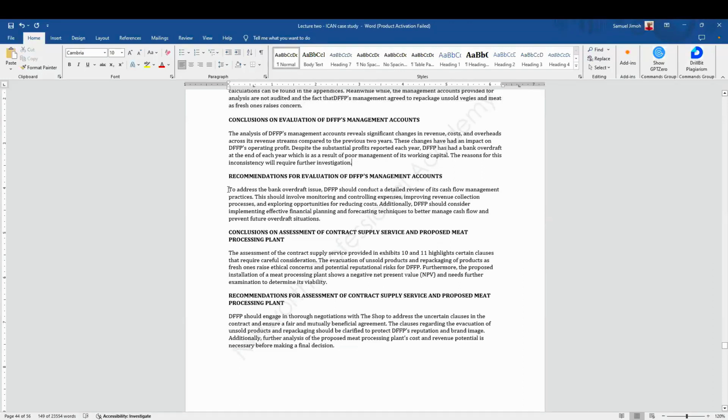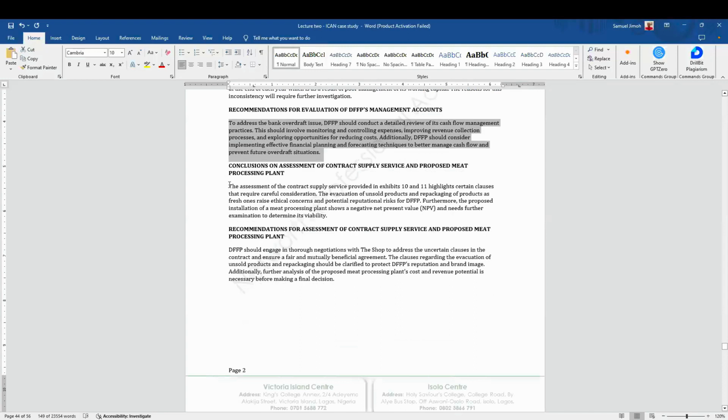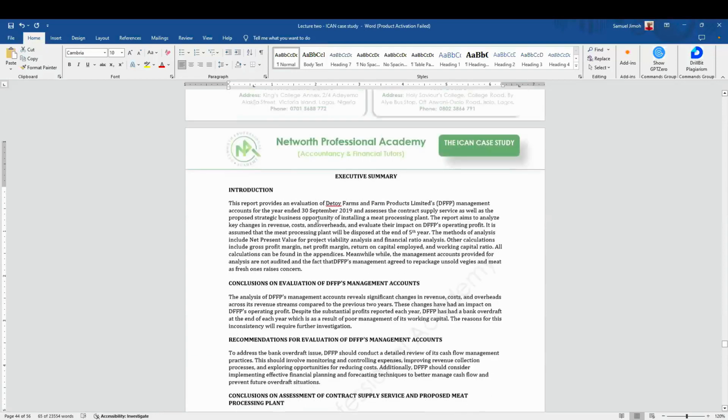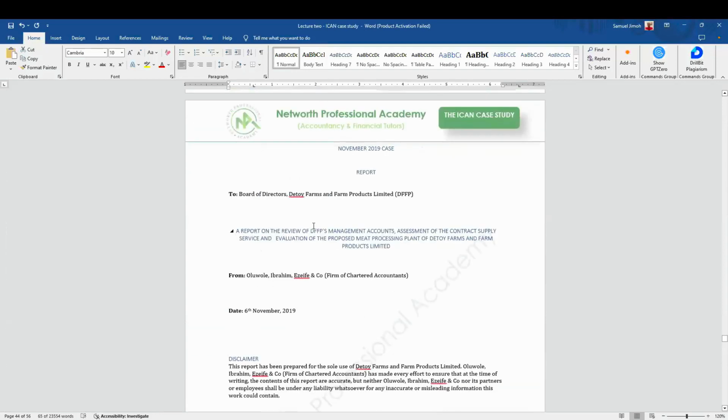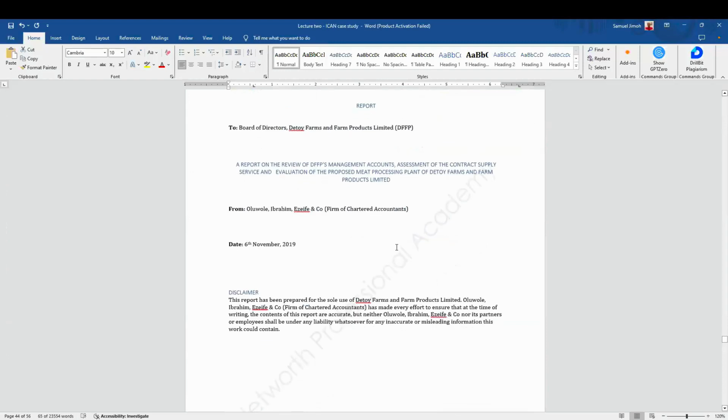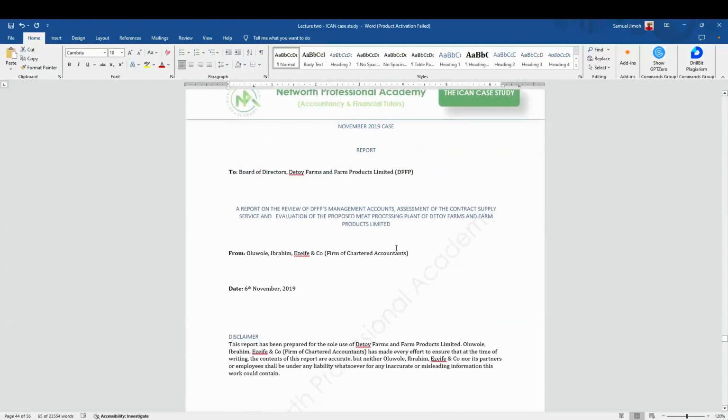Then summary of recommendation. I summarize the recommendation of requirement one. Then summary of conclusion of requirement two, and summary of recommendation of requirement two. That marks the end of your report, and that is the steps you can follow in writing your report in the exam. That is the step you should follow when writing the report to be submitted to me, right?